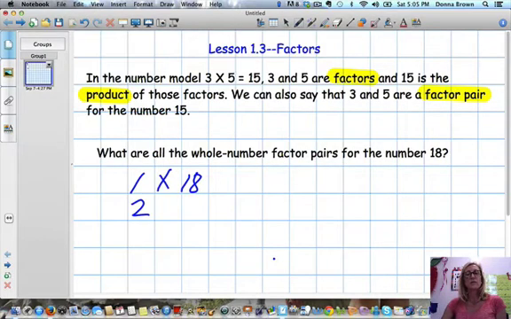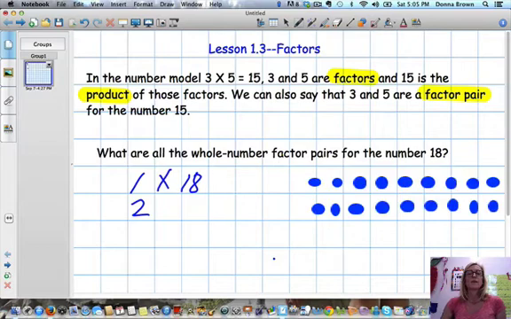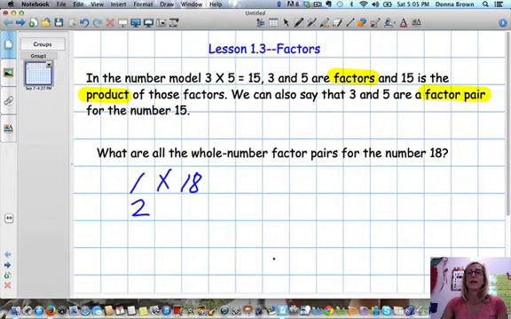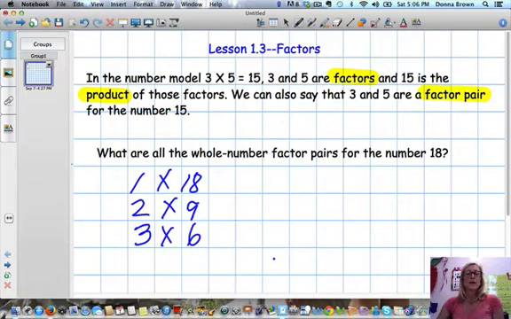Well, if you're not sure, you could always create an array, which was the key concept in the lesson yesterday. You could line up 18 and arrange it in 2 rows and see if that came out evenly. And if it did, then that would work. So we know that 2 times 9 is 18. And we can also say that 3 times 6 is 18. 4 does not go into 18 evenly. 5 does not go in evenly. And when we get to 6, now we're back to really the same thing as 3 times 6.